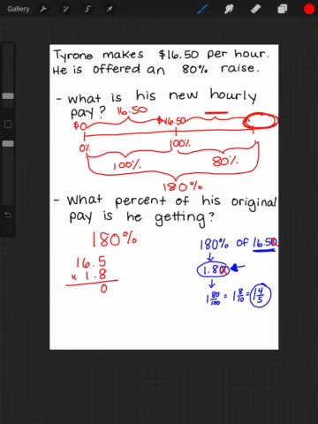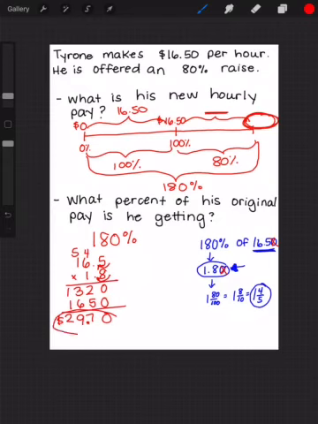8 times 5 is 40. 48, 49, 50, 51, 52. 8, 9, 10, 11, 12, 13. Drop my 0. 5, 6, 1. Add it up. I have 1, 2 total decimal places.